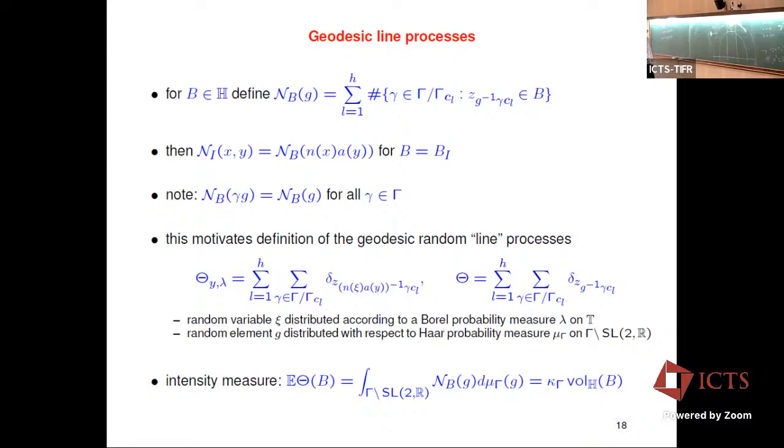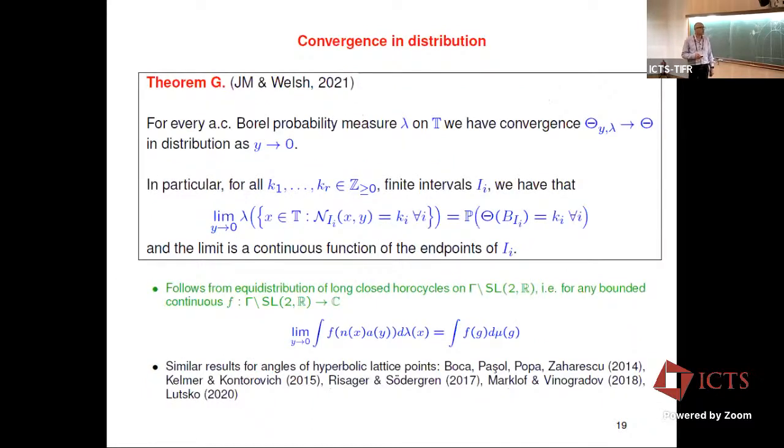you can define an intensity measure. So the intensity measure of the point process is simply the measure that you get when you take the expectation of your point process evaluated against a test set B. So that defines a Borel measure. And what we see here is that this intensity measure, so one needs to prove this, is like a Siegel type formula: it's just the volume measure on the hyperbolic plane. Okay, let's go on.